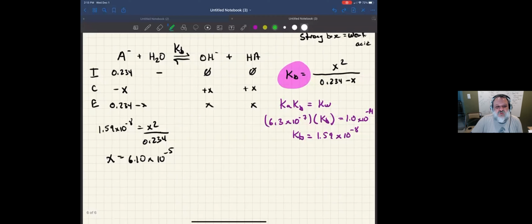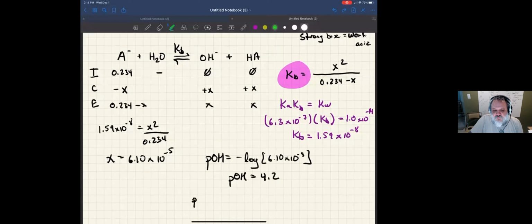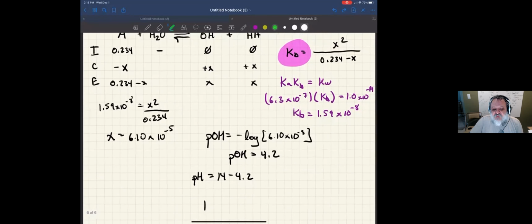So what can I do with this? x is the concentration of HA and OH minus. Well, I'm ultimately trying to find the pH, but unfortunately right now, all I can figure out is the pOH. So I can take the negative log of the concentration of OH minus and figure out the pOH, it's 4.2. And I have to remember that pH plus pOH equals 14, and I can then subtract 4.2 from 14 to get the pH, and I get 9.8. And so that is the final answer for the question.